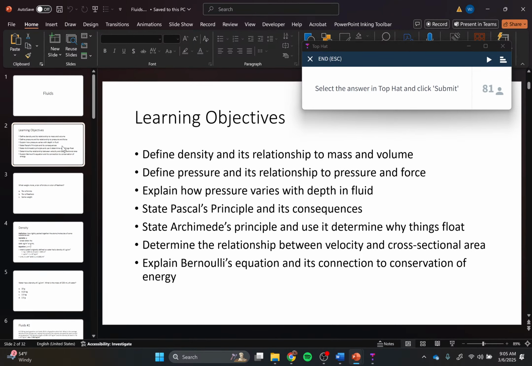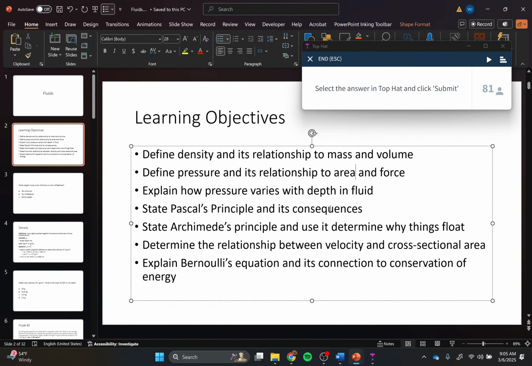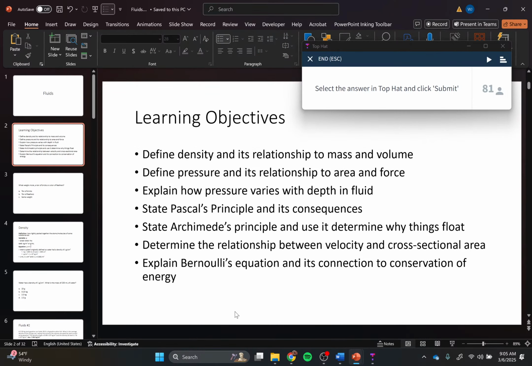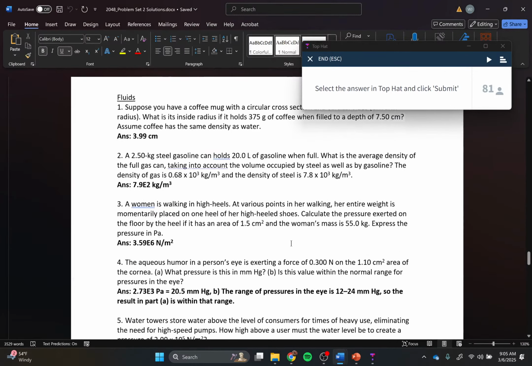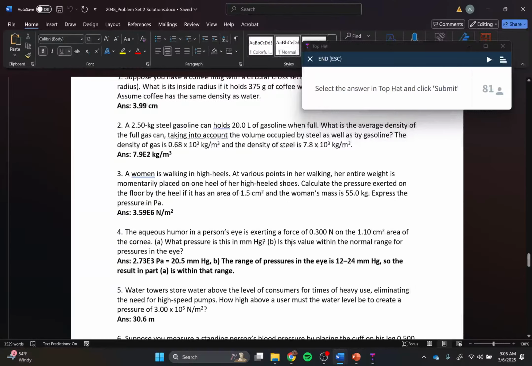All right. So I got a big old laundry list of things we're going to go through because, again, there's a bunch of equations. We're going to talk about density. We're going to talk about pressure and its relationship between area and force. We're going to talk about how pressure varies with depth in a fluid, Pascal's principle, Archimedes' principle. There's a lot of names here. People discover things and get them named after them. Between velocity and cross-section. And my hope, if you all go through the fluid stuff, is that there's a decent number of problems in there that are within a medical context.